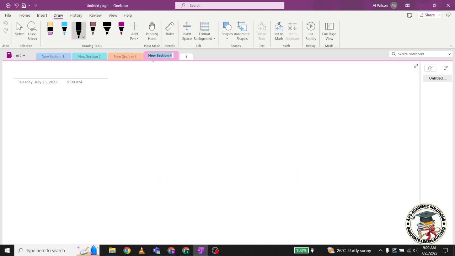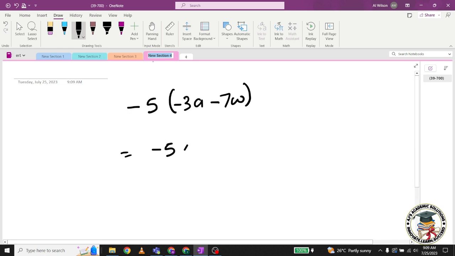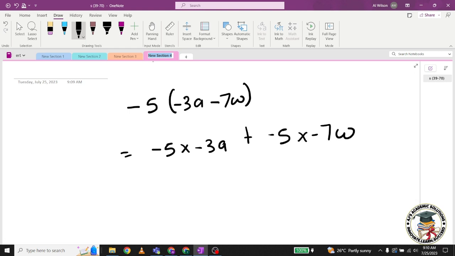Let's say we have the negative 5 in bracket. Let's do 3a. Sorry, let's put a negative here as well. So negative 3a minus 7w. So in this case, we're going to have negative 5 times negative 3a plus negative 5 times a negative 7w. So notice our variable here is going to be a, and we have negative 5 times negative 3. Remember, a negative times a negative is positive. So 5 times 3 is 15.